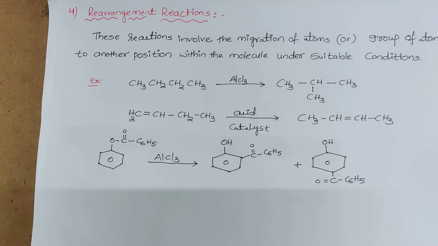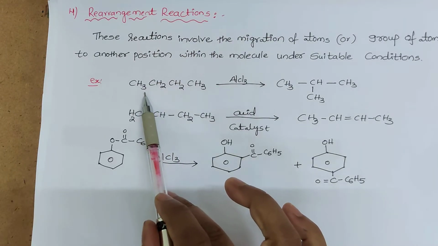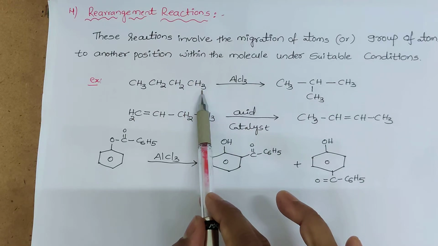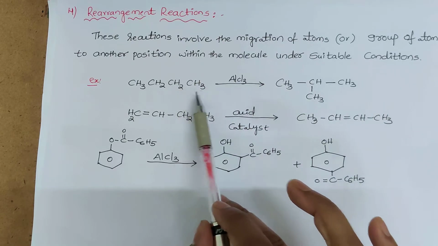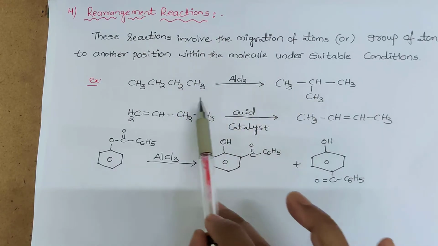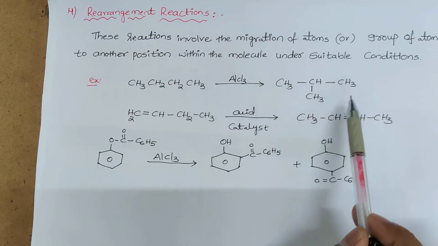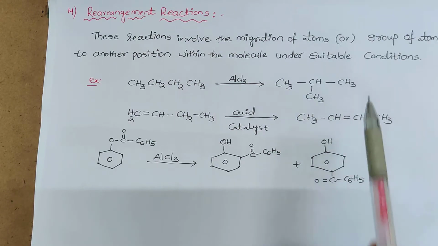The fourth one is rearrangement reactions. In these reactions, migration of atoms or a group of atoms takes place from one position to another position within the molecule under suitable conditions. That is called a rearrangement reaction. For example, here CH3CH2CH2CH3, n-butane. In the presence of AlCl3, there is a shifting of one methyl group. There is a small rearrangement which takes place within the molecule. So that's why it is an example of rearrangement reaction.